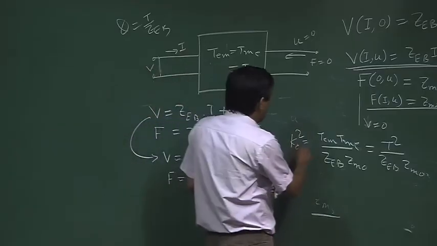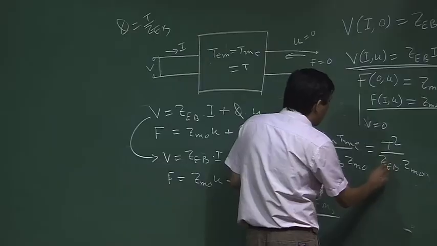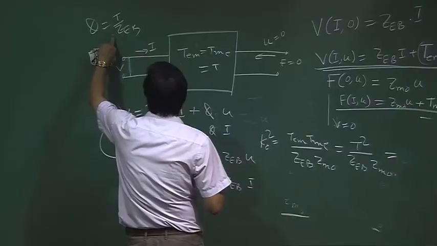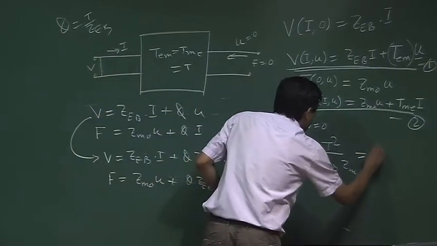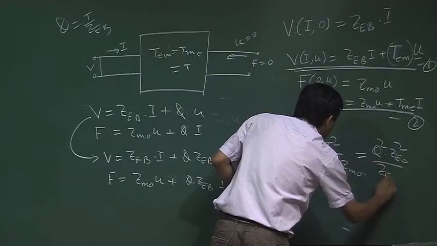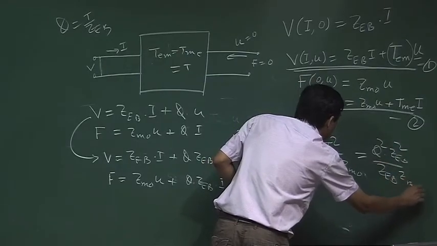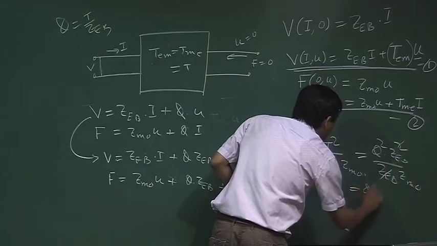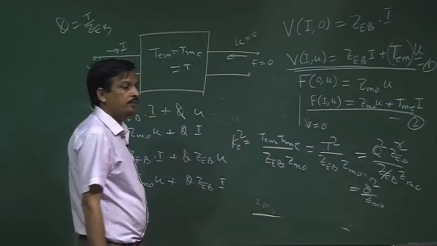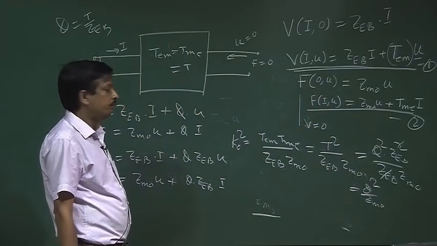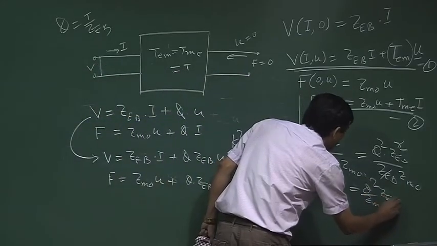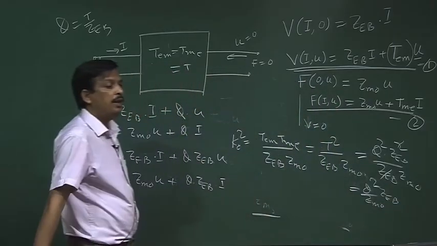Now, Kc square is nothing but T square by JdV into ZMO, and T is phi into JdV, so it is phi square JdV square divided by JdV ZMO. So, the square will be cancelled. Sorry, it is phi square into JdV by ZMO, because the square is cancelled.